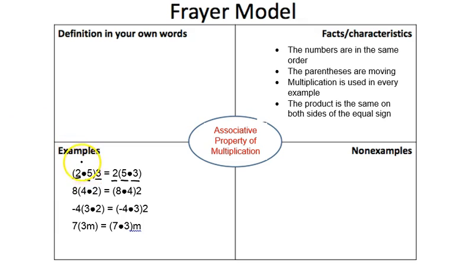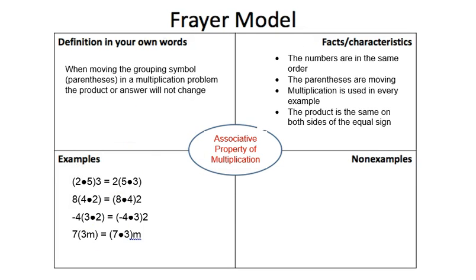So 2 times 5 is 10, times 3 is 30, and on this side, remember, always do grouping symbols first. 5 times 3 is 15, times 2 is also 30. We have the same product on both sides. Go ahead and come up with your own definition. So what I came up with is that when moving the grouping symbol or parentheses in a multiplication problem, the product or answer will not change.